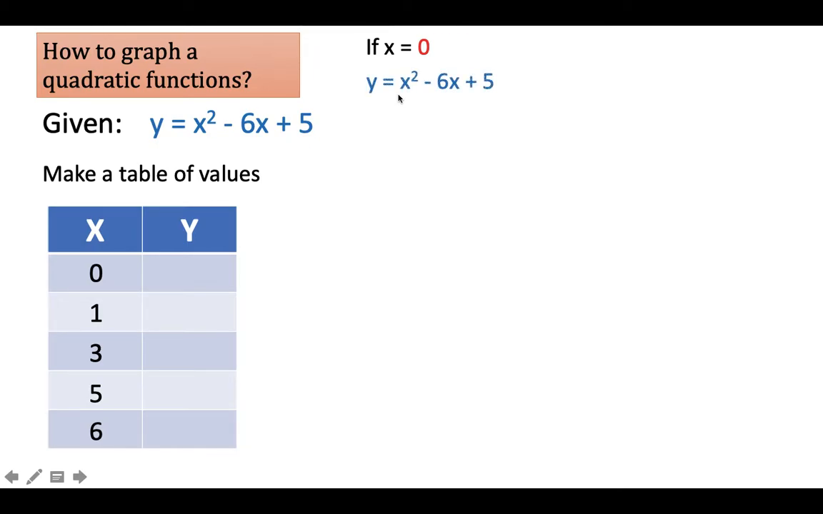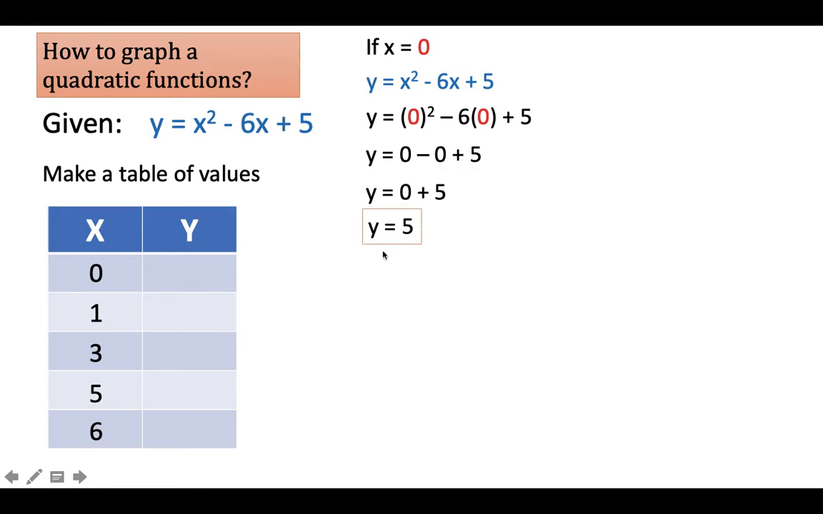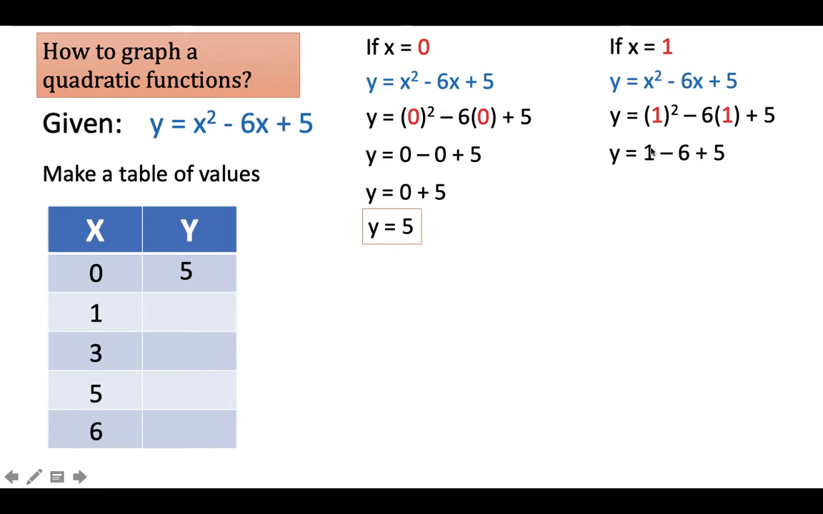So let's say x is equal to 0 using this given. So we'll just replace x with 0, then simplify. 0 squared is 0, negative 6 times 0 is 0, then write down 5. 0 minus 0 plus 5, that is equal to 5. So if x is 0, y is 5. If x is equal to positive 1, same process, replace x with 1, then simplify. 1 squared is 1, negative 6 times 1 is negative 6, then evaluate them. 1 minus 6 plus 5, that is equal to 0. So if x is 1, y is 0.